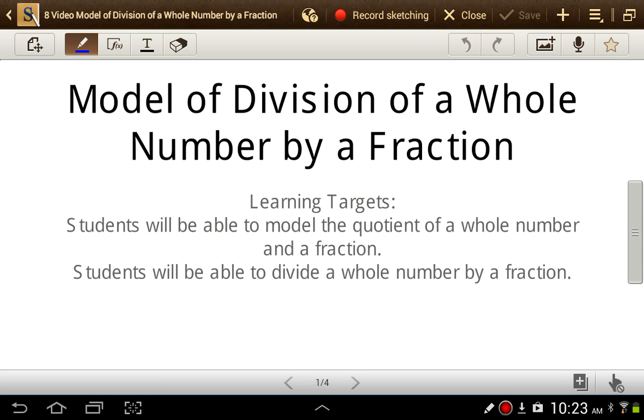Our learning targets are students will be able to model the quotient of a whole number and a fraction, and students will be able to divide a whole number by a fraction. So by modeling, we'll be able to actually find the answer. Okay, you need to write down those two learning targets. And if you are done, move on. If not, go ahead and pause, because I'm going to move on to the next screen.